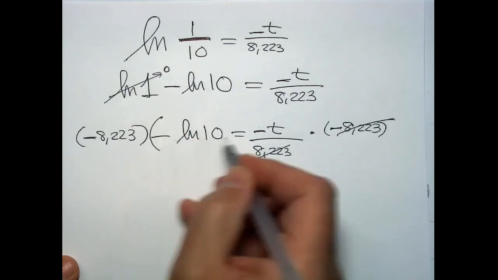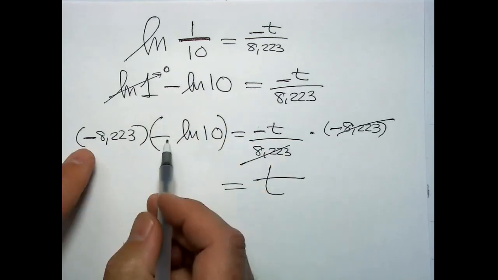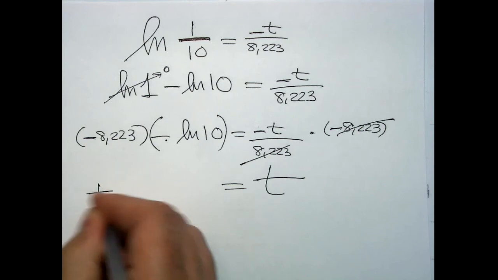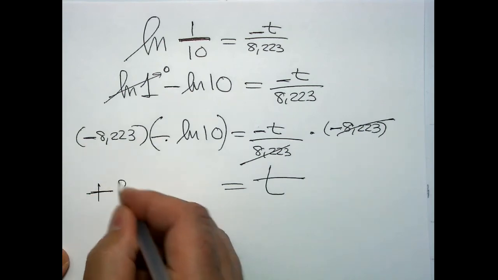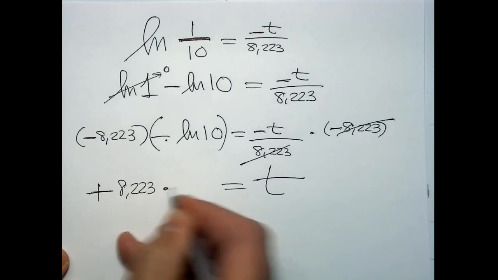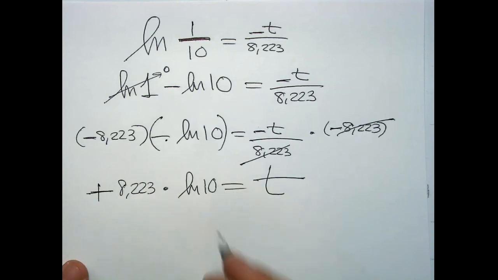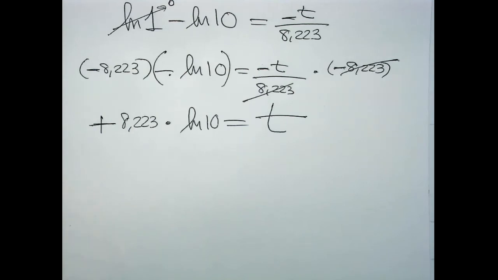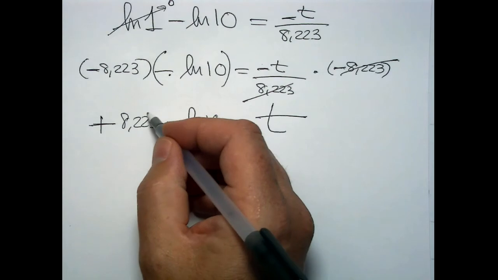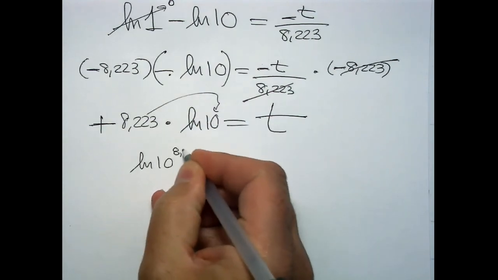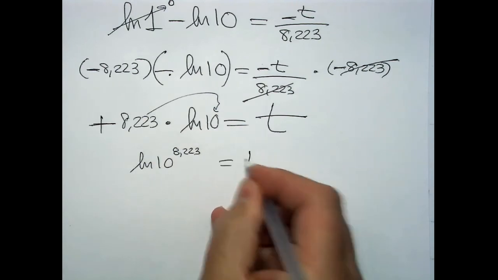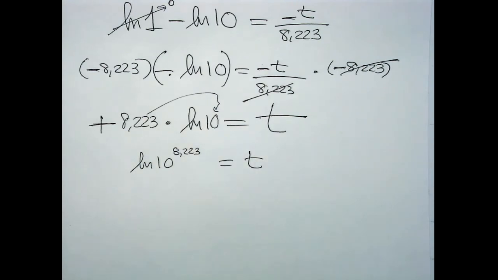Now, careful, this has got to be multiplication. Sorry about that. Negative times negative is positive. Good. Positive time is what I want. And I get 8,223 multiplied by the natural log of 10. Now, I don't think I want to do this, but you are allowed to do this. You could pop that up there and make that an exponent. Seems a little ridiculous to do that because that's such a huge number, so I'm not going to do that. I'm going to do it this way.